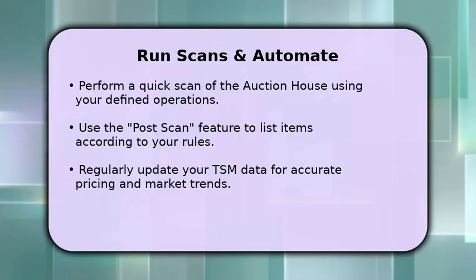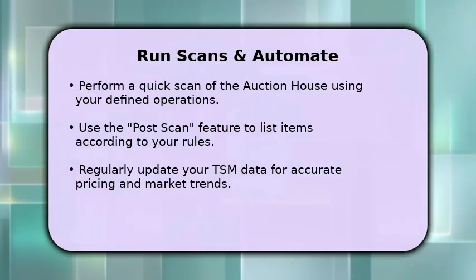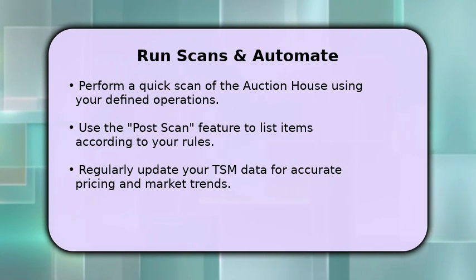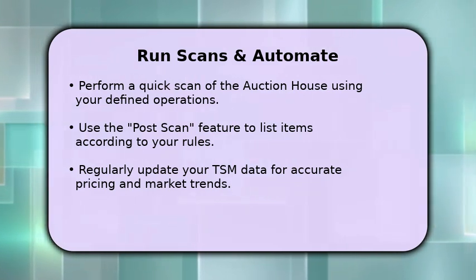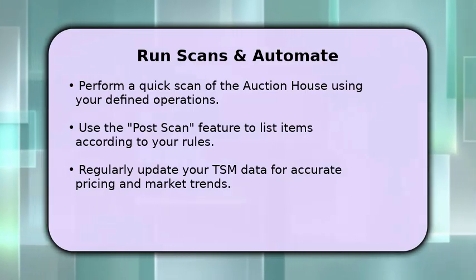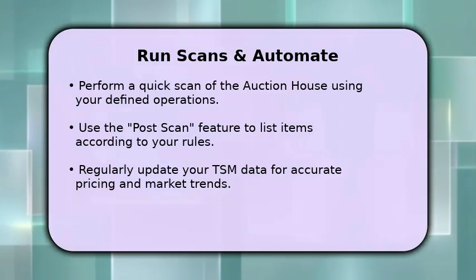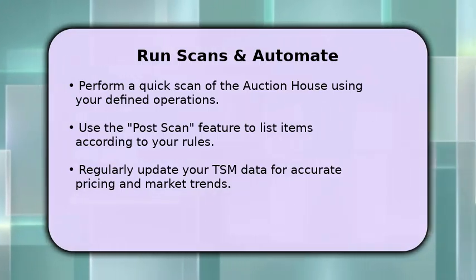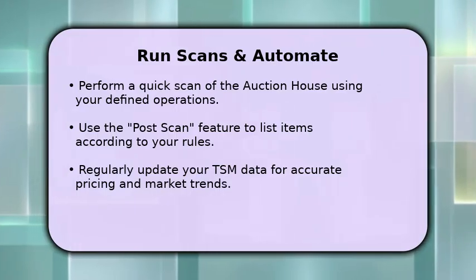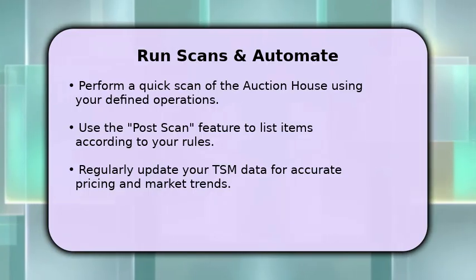With your groups and operations ready, it's time to put TSM to work. Head to the auction house and run a quick scan using your newly created operations. This will identify items to buy or sell. Then, use the post-scan feature to list your items automatically based on your rules. Remember to regularly update your TSM data through the desktop application to ensure you always have the most accurate market information.